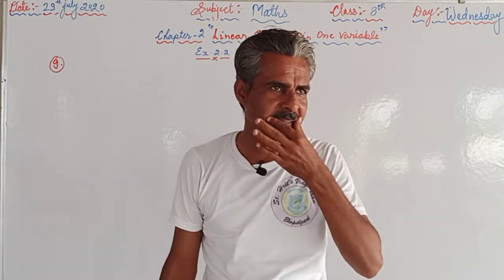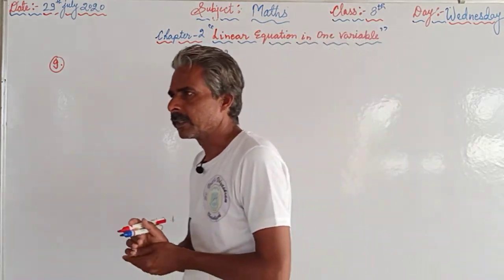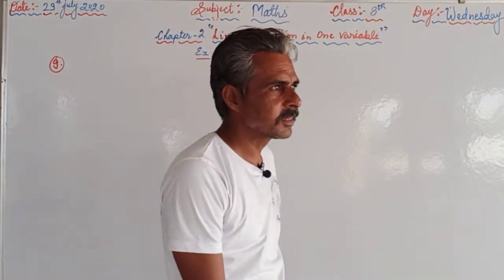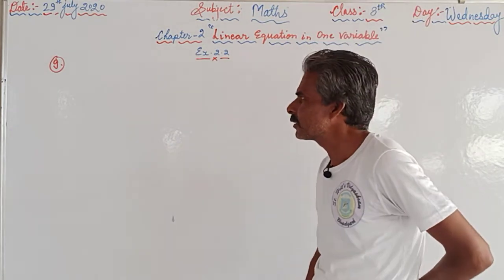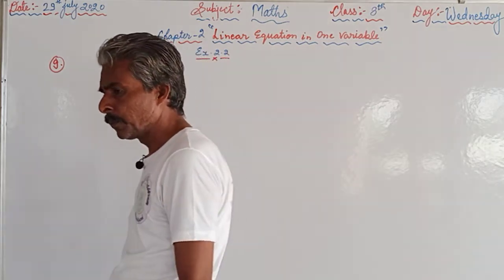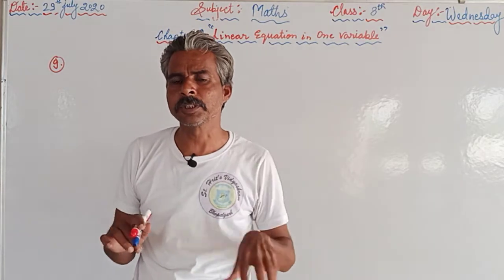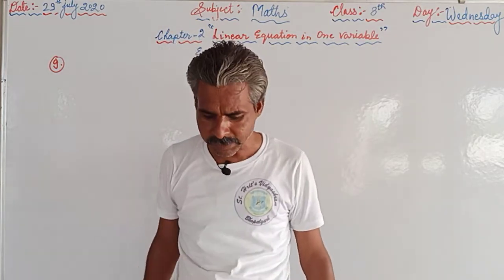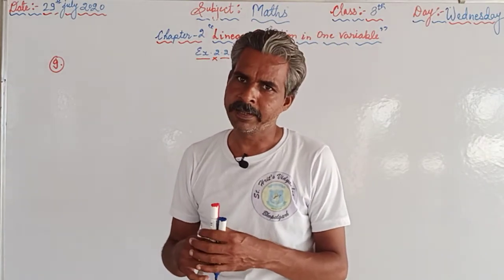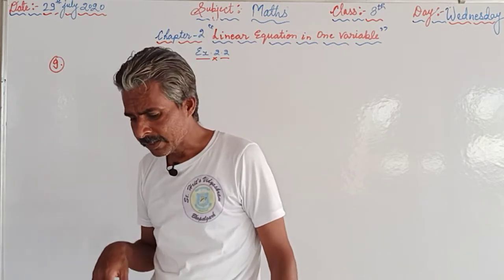This video is for class 8th and the subject is maths, and we are continuing chapter number 2, the name of the chapter is linear equation in one variable. In this exercise 2.2, some of the questions we have discussed, the questions up to 8. In this exercise, first of all we are supposed to read the question carefully, and use the information given in that question to frame a linear equation in one variable. That is the first part, to construct the linear equation in one variable, and the second part is to solve that linear equation to find the answer.